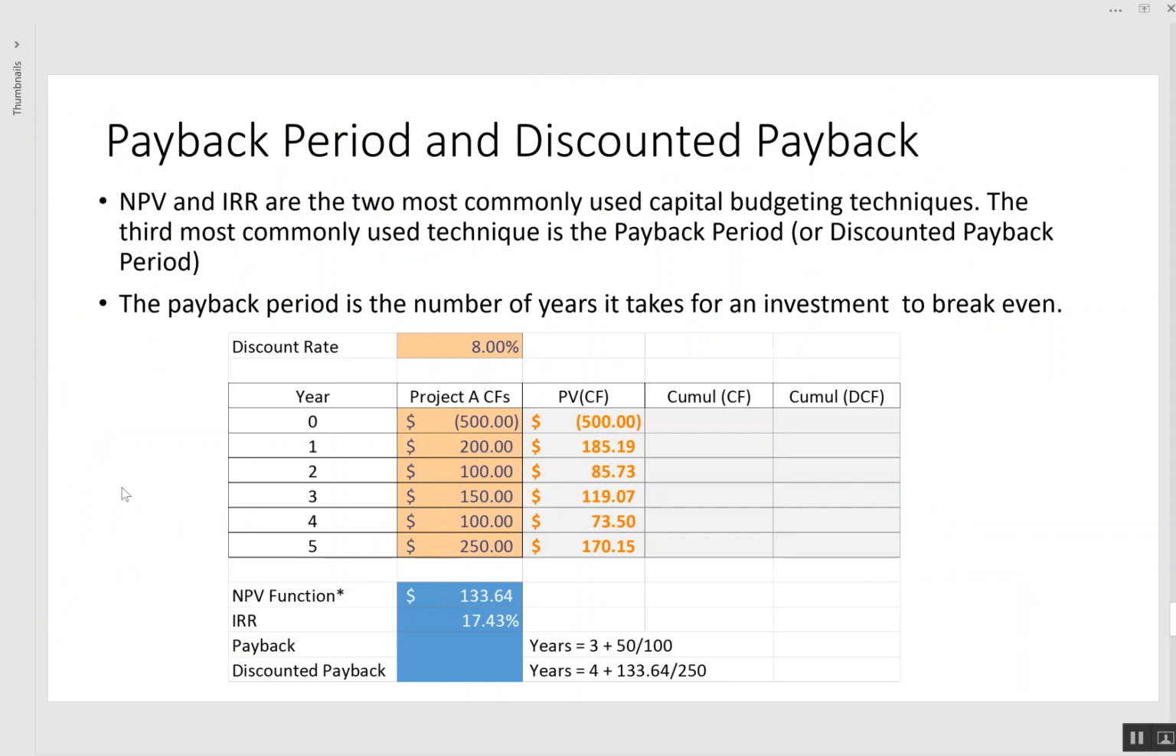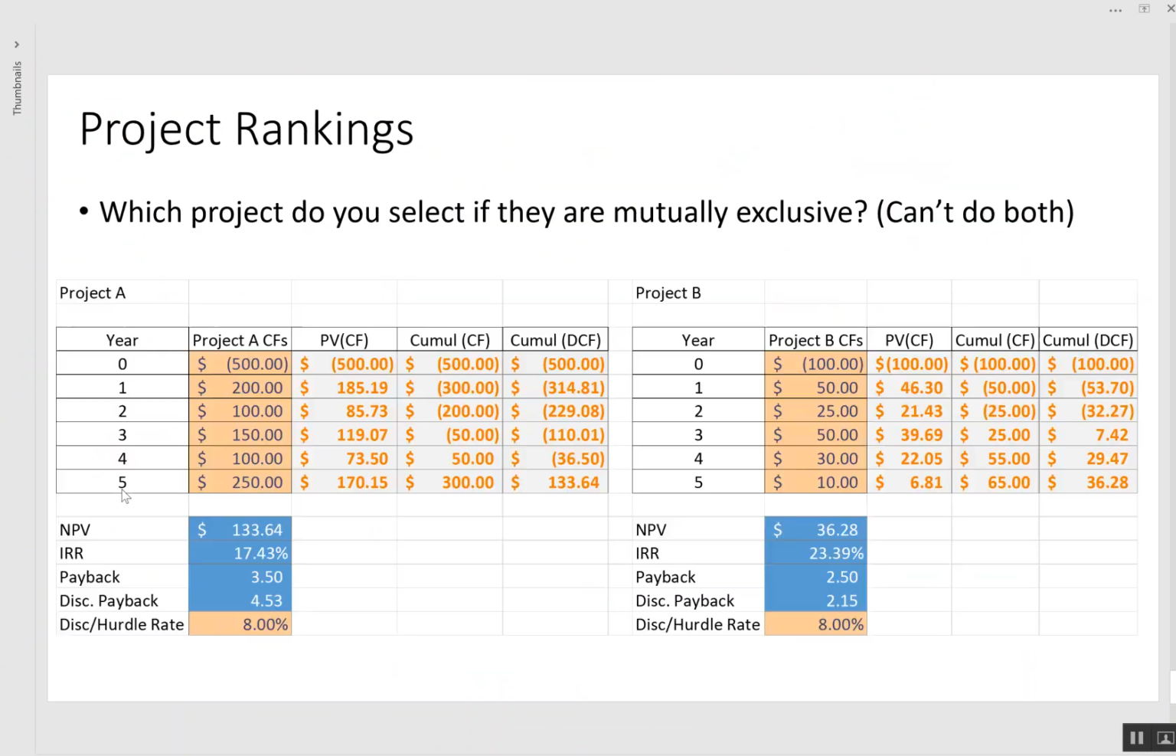And then I could do that for another project. So now here are 2 projects, NPVs, IRRs, paybacks, and discounted paybacks. Now finance theory tells us to always use NPV. So it's clear project A is superior to project B. Now here's an interesting case in which the IRR of project B exceeds project A. We're going to assume that both of these, since the NPVs are positive, must exceed their hurdle rate of 8%. So why would I choose A over B? Why would I choose NPV over IRR?